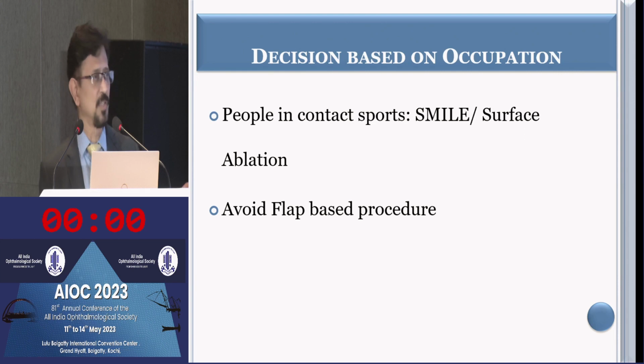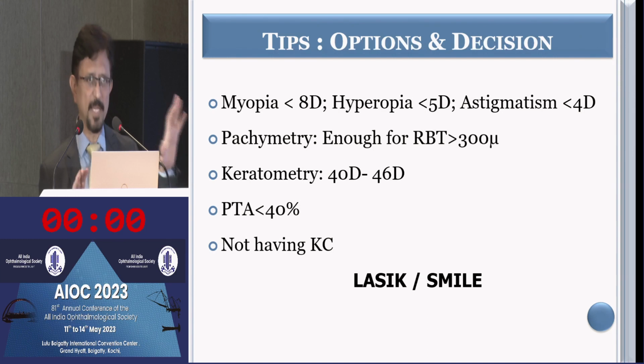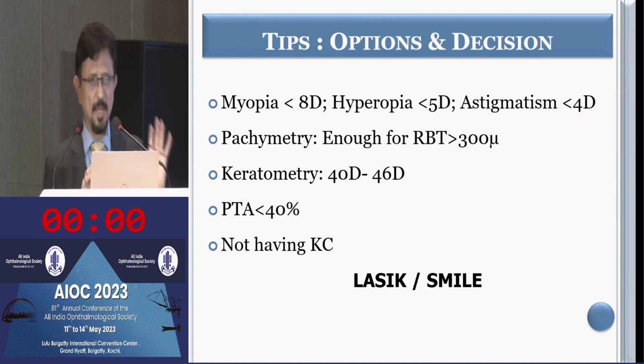It also depends on the occupation of the patient. If somebody is in contact sports, then flap-based procedure should be avoided, and we can do SMILE or surface ablation. So based on the literature and our own experience, we followed this guideline: if there is a myopia of less than 8 diopters, hyperopia less than 5 diopters, astigmatism less than 4 diopters, and pachymetry enough for RBT more than 300 microns, keratometry between 40 to 46 diopters, and PTA is less than 40%, no evidence of keratoconus, we can go ahead with LASIK or SMILE, anything, microkeratome LASIK or FM2 LASIK.